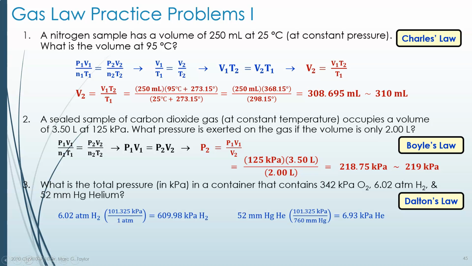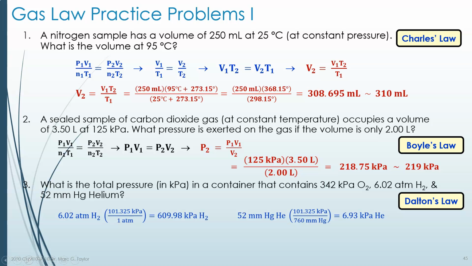And then if we look at the helium, we're starting with 52 millimeters of mercury of helium, or 52 torr of helium. Now, if you look on your conversion tables, you know that 760 millimeters of mercury is 1 atmosphere. And you know that 101.325 kilopascals is also 1 atmosphere. So instead of using 2 separate conversion factors to convert millimeters of mercury to atmospheres and then atmospheres to kilopascals, we really can just do this in one shot.